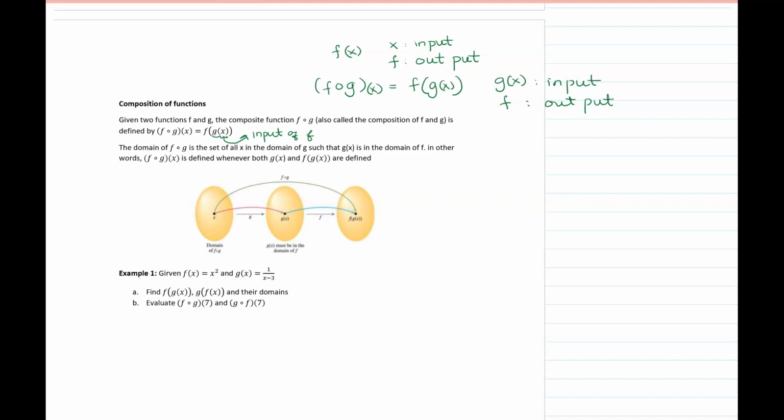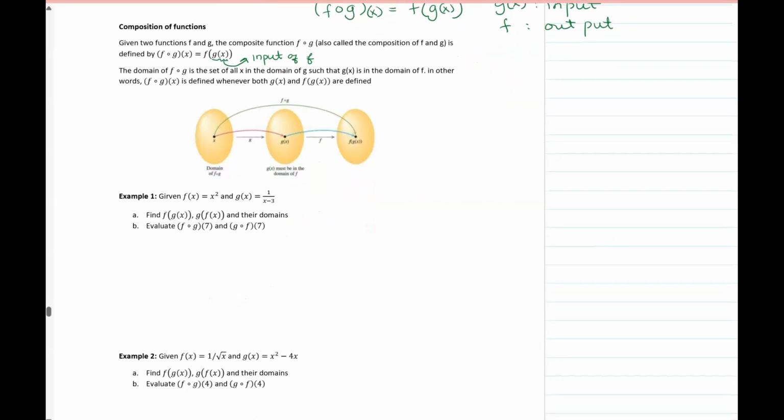The domain of f composed g is the set of all x in the domain of g so that g of x is in the domain of f. In other words, f composed g of x is defined whenever both g of x and f of g of x are defined. So let's take a look at this function. Given f of x equals x squared and g of x equals 1 divided by x minus 3, we want to find f composed g of x and g composed f of x and their domains.